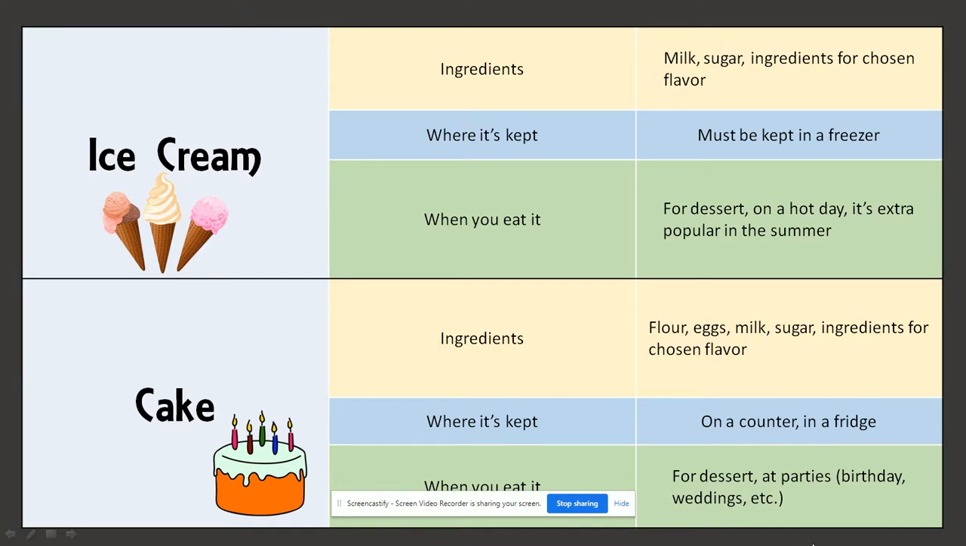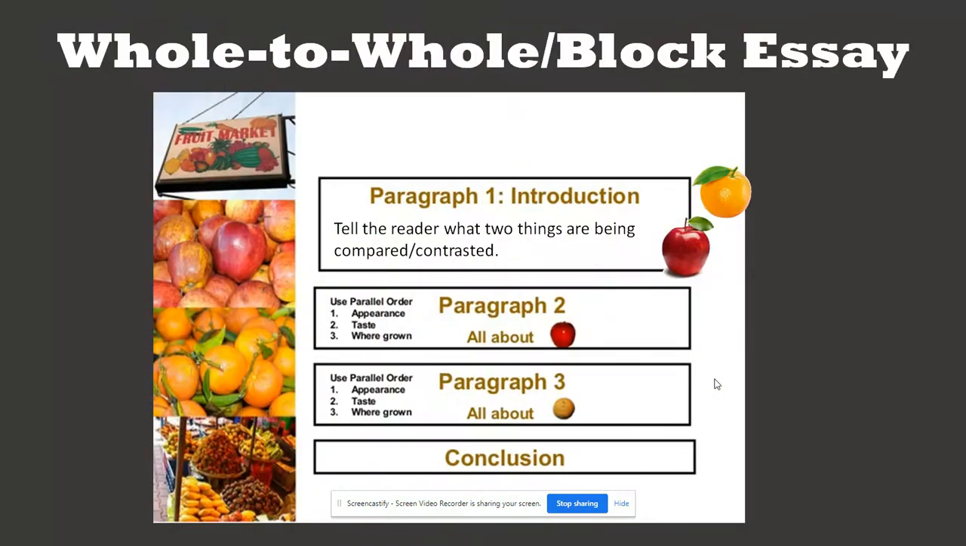This allows the reader to look and see, oh, the similarities between the ingredients: they both have milk. The difference is one has flour and eggs, ice cream does not. So you can see how a reader could go back and forth and do a comparison or a contrast in their mind. Here's what it would look like if you were doing an essay.